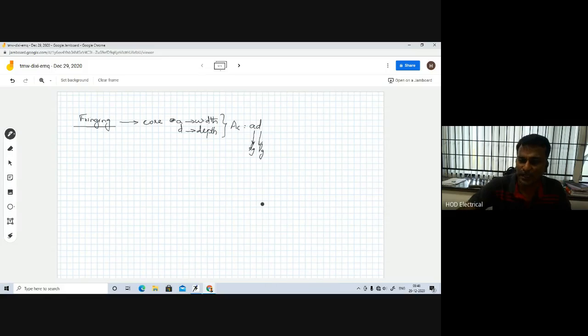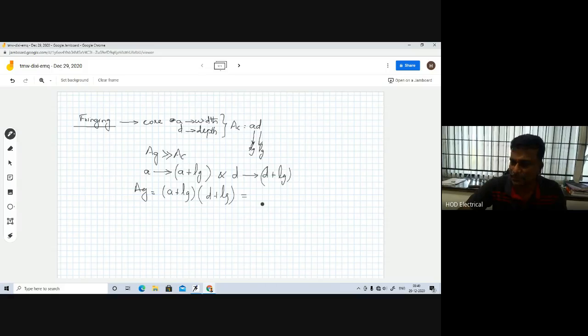In the air gap, I already told you, if we consider this fringing effect, the area of the air gap is greater than the area of the core. So A can be changed to A plus length of the air gap. Similarly, depth also changes to D plus length of the air gap. So one can write the area of the air gap as A plus LG into D plus LG. For simplicity of calculation, we usually write 1.1 times the area of the core. So this is what we learned in the last class.